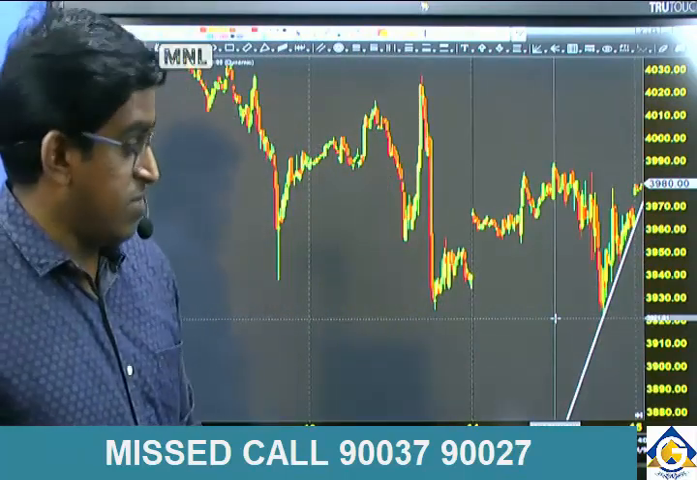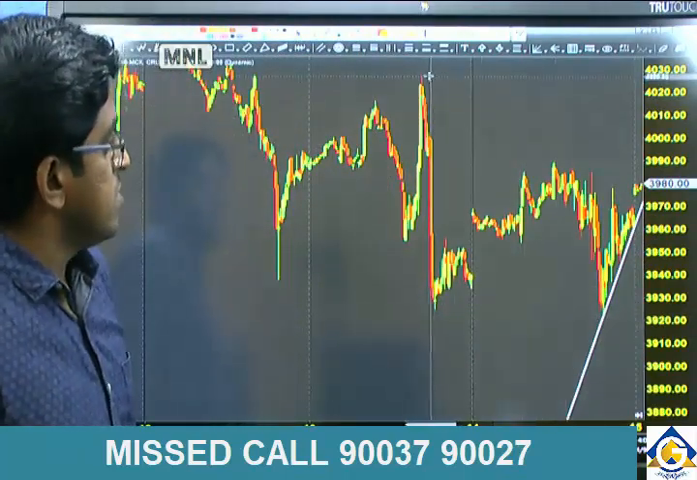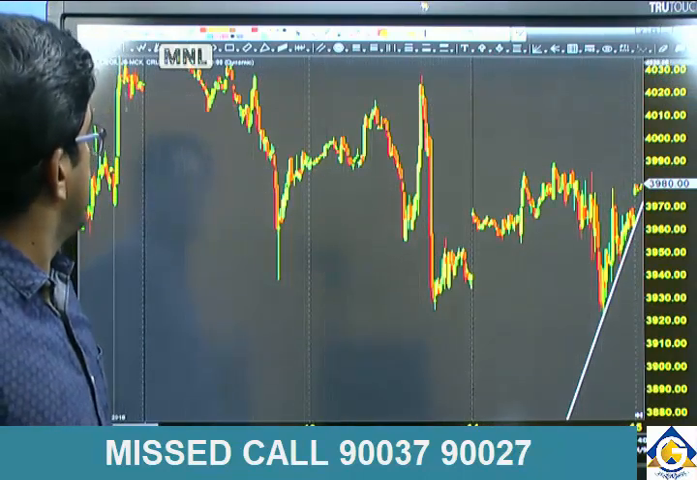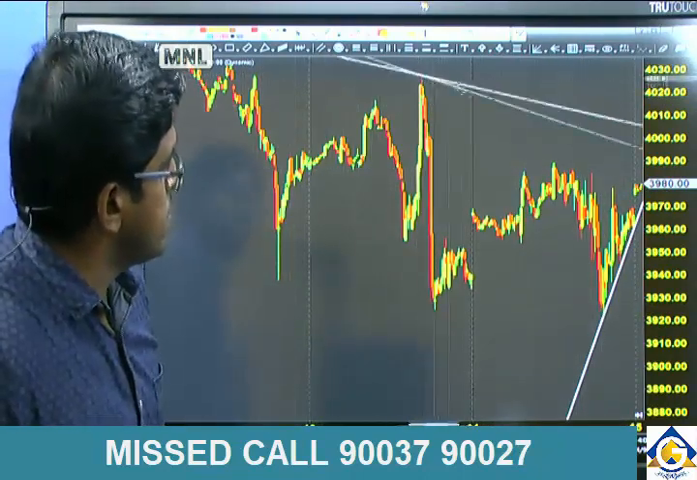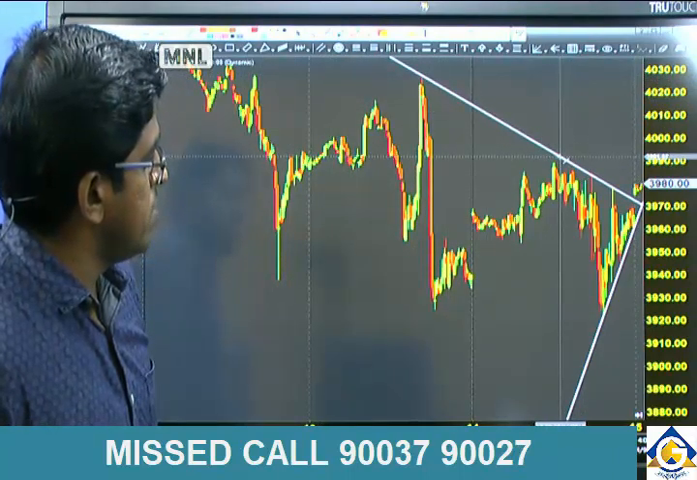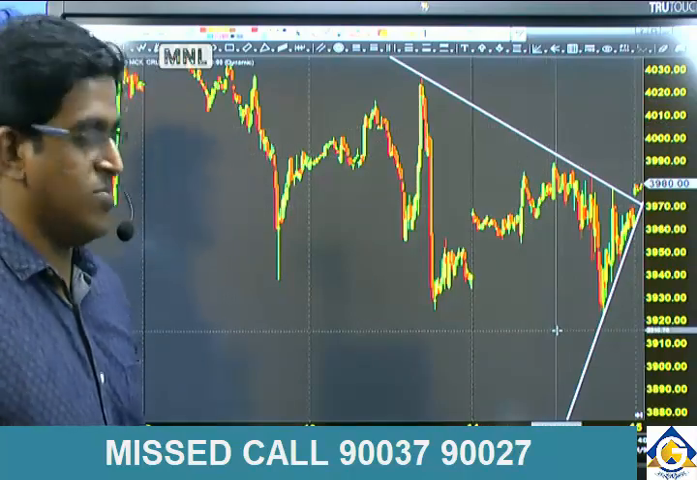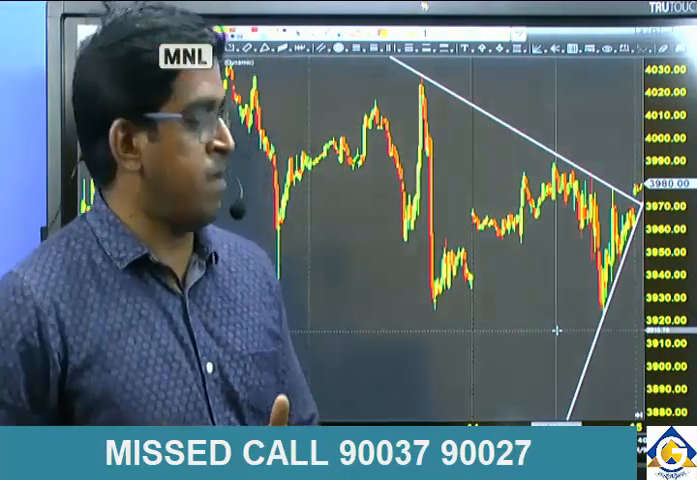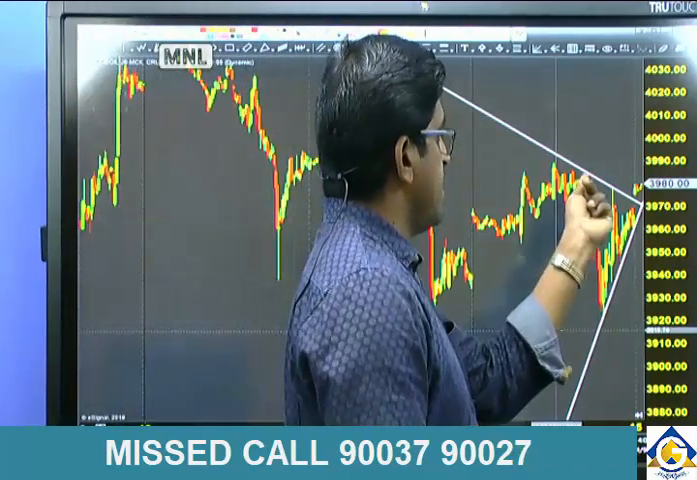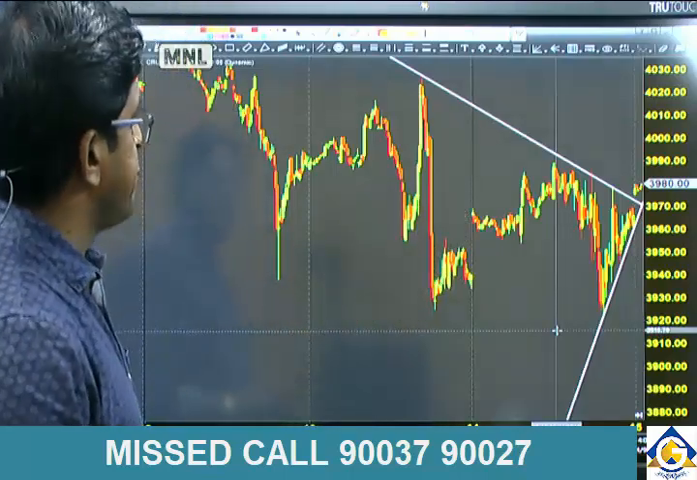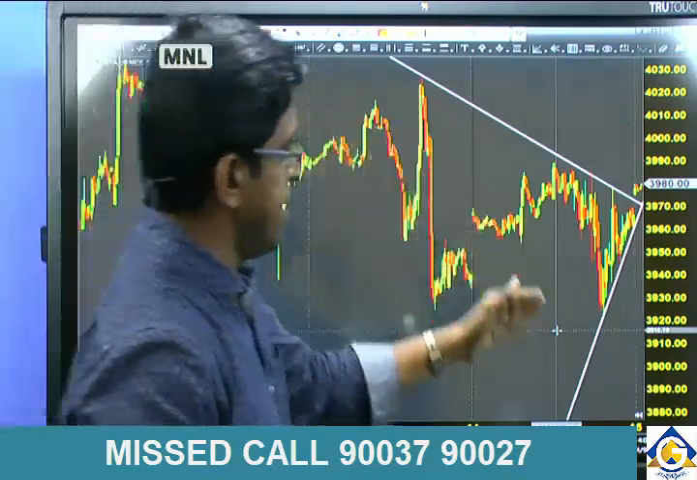What are the other lines I can draw? Here is one peak, and I can draw one downtrend line. Approximately I am drawing, as I know this is a zone. It is not a single line, it's a zone. So I may miss certain minute details like ups and downs or wicks or shadows. I'm not going to bother about that. So I had drawn a downtrend line.